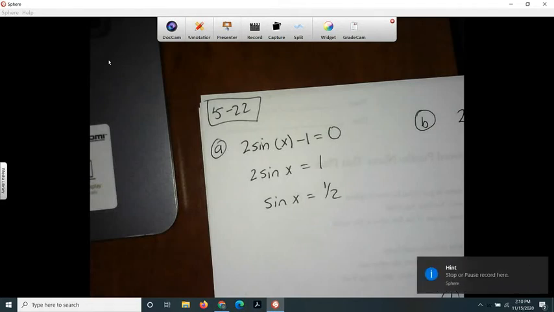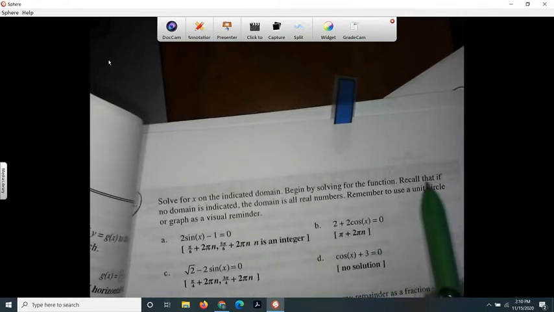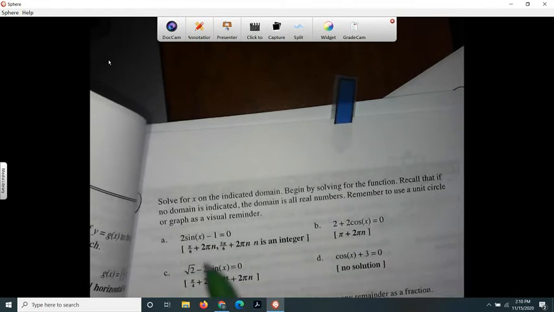Here's pre-calc. It's problem 5-22. It says, solve for x on the indicated domain. Begin by solving for the function. Recall that if no domain is indicated, the domain is all real numbers. Remember to use a unit circle or graph as a visual reminder.